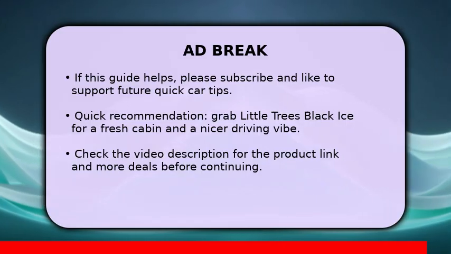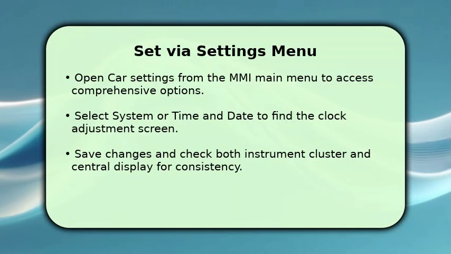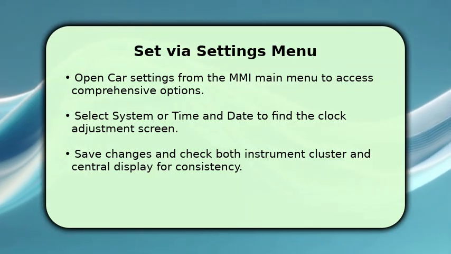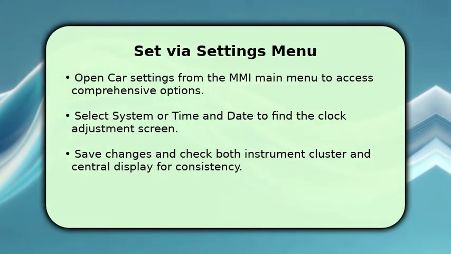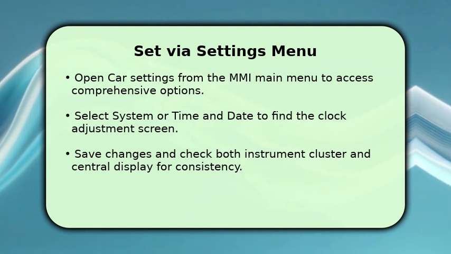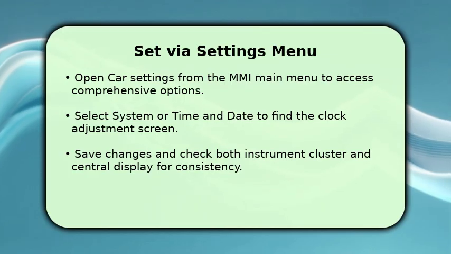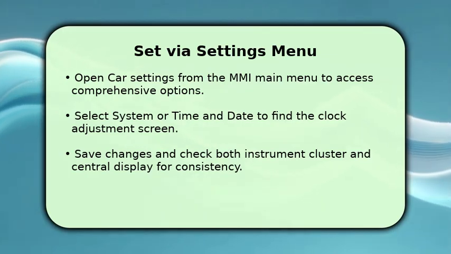Now let's get back to the video. For a thorough approach, access car settings from the MMI home screen while stationary. Choose system or time and date depending on your software layout, then select clock or set time to enter the adjustment interface. Use the rotary controller to change hours and minutes precisely.